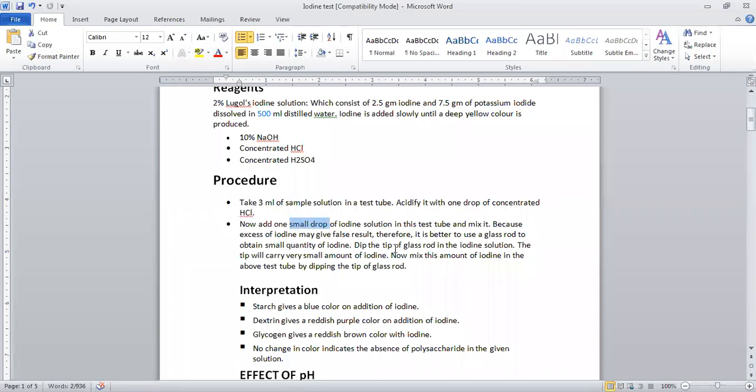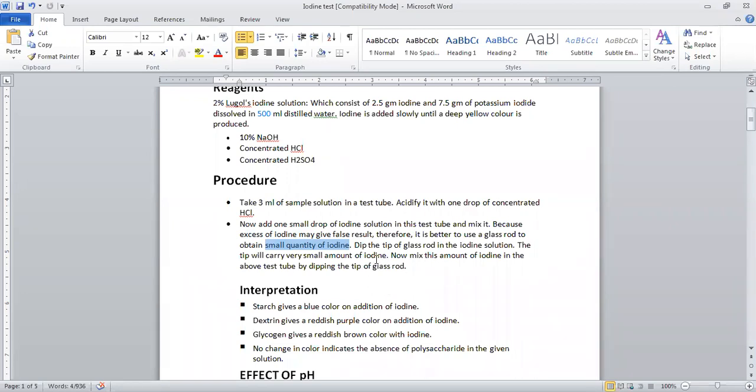It should be a very tiny drop of iodine solution, because if you take excess of iodine, it may give a false result. Therefore, it will be better to use a glass rod to obtain a small quantity of iodine solution. Take a glass rod, dip it in iodine solution, then transfer the tip of the glass rod into the test tube in which you are identifying the polysaccharide. In this way, we can take a minute quantity or tiny drop of the iodine solution.